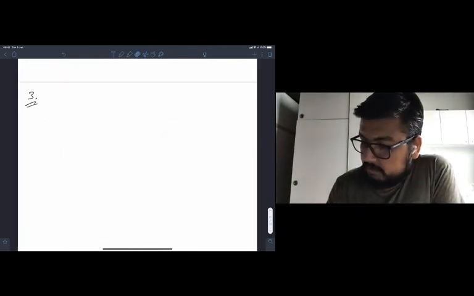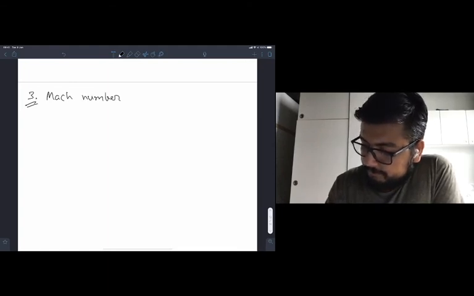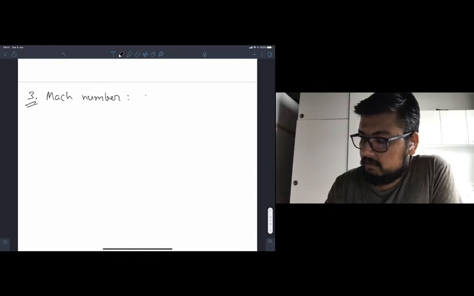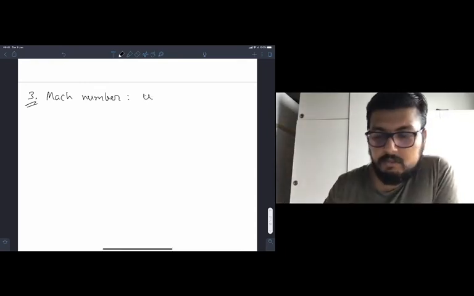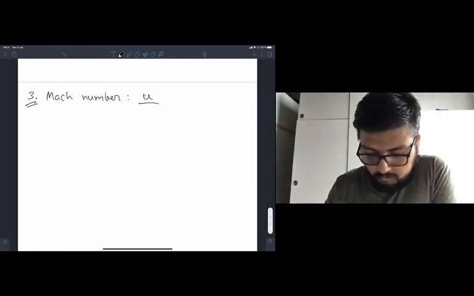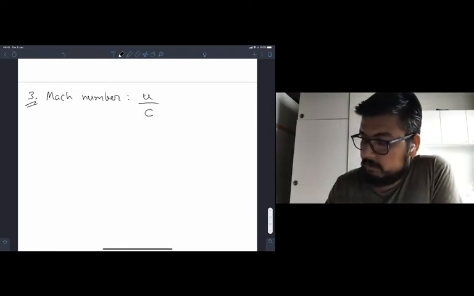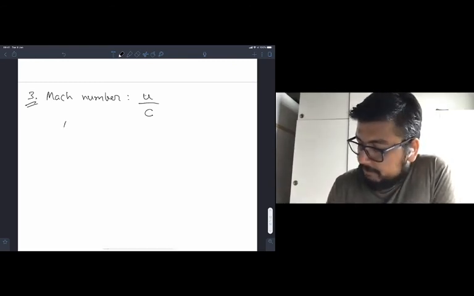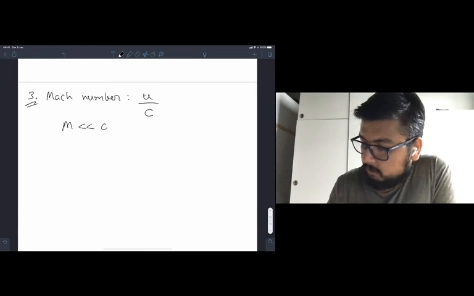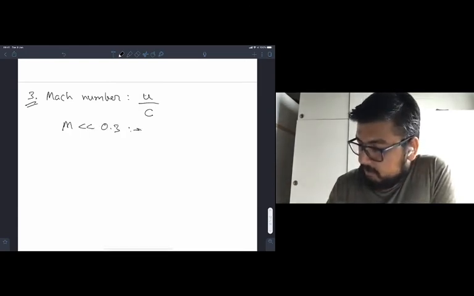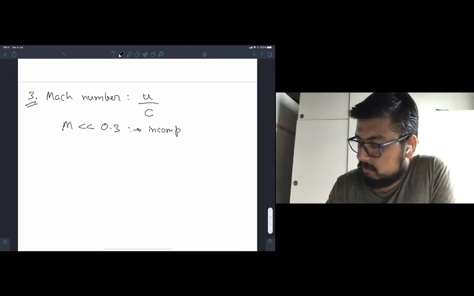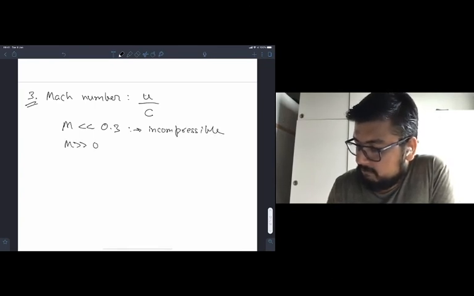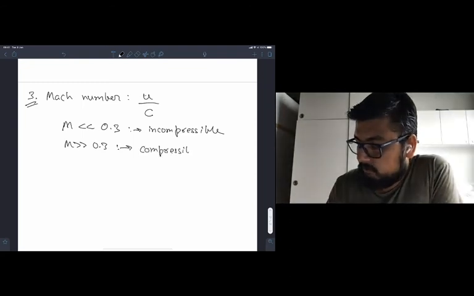And then another important number is the Mach number, which relates the flow velocity in the system as compared to the speed of sound. Of course, as you might have learned in your undergrad classes, if this Mach number is way smaller than 0.3, then we know that the flow is incompressible. Whereas if this Mach number is way bigger than 0.3, then we cannot neglect the compressibility in the flow.